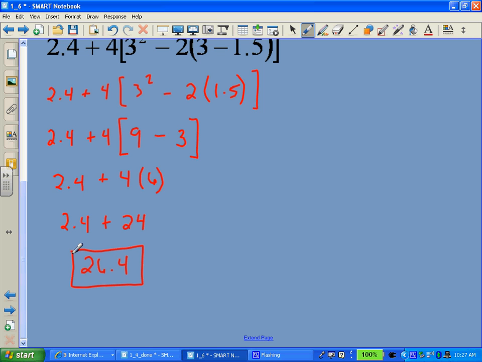So as you can see, some of these problems can get kind of long, but it's important that you take it step by step, especially until you get used to using order of operations. Alright, so you may have to write more than you want to, but it'll be important as you get these problems correct.